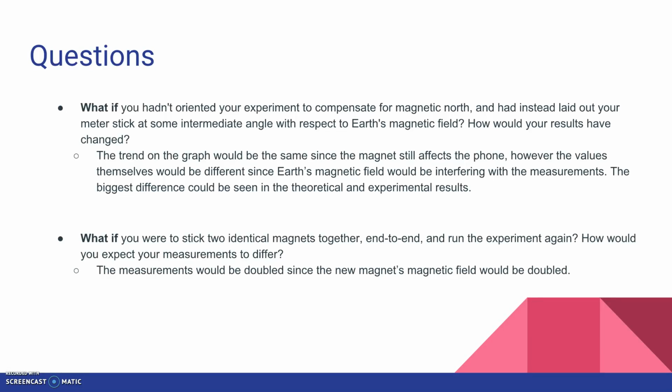laid the meter stick at some intermediate angle with respect to Earth's magnetic field, the trend on the graph would be the same, since the magnet still affects the phone. However, the values themselves would be different, since Earth's magnetic field would be interfering with the measurements. The biggest difference could be seen in the theoretical and experimental results, since the theoretical would take into consideration Earth's magnetic field and the experimental results would not.